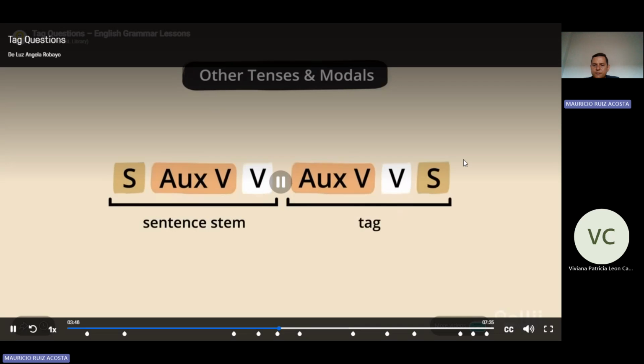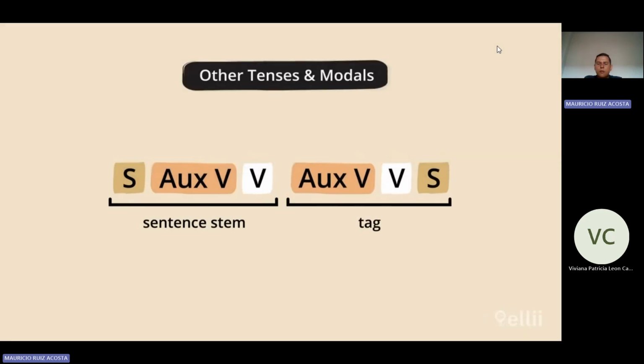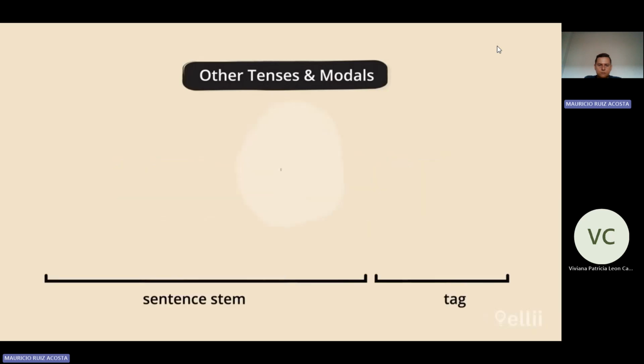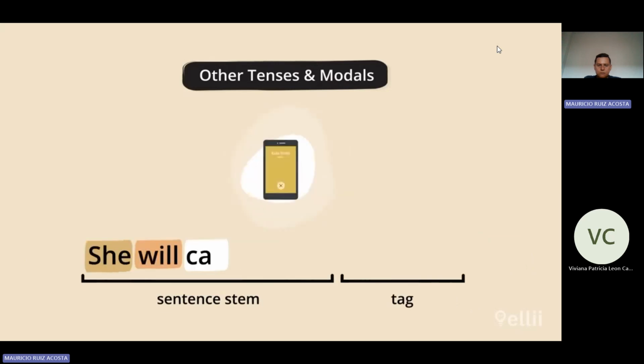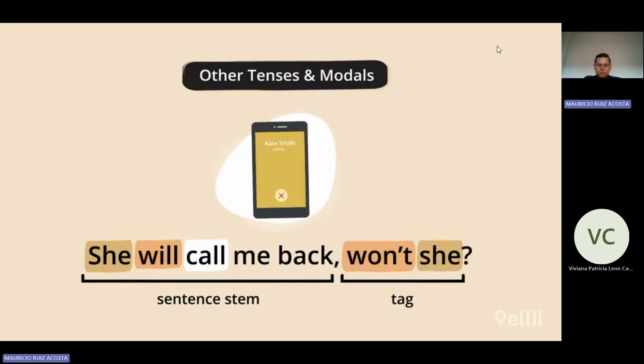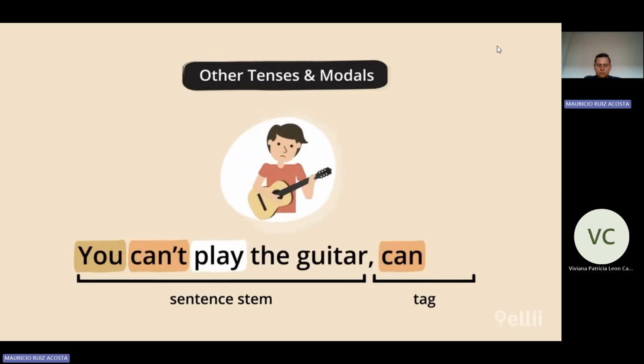For all other tenses and modals, the tag uses the auxiliary verb or modal that was used in the sentence stem. For example, "Your neighbors have sold their house, haven't they?" "She will call me back, won't she?" "You can't play the guitar, can you?"